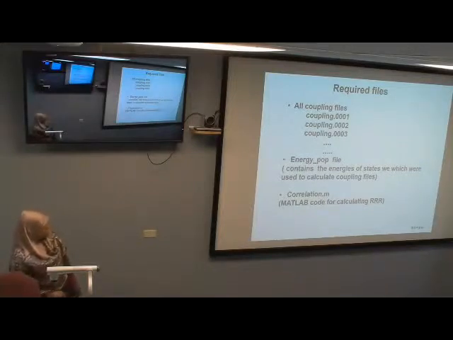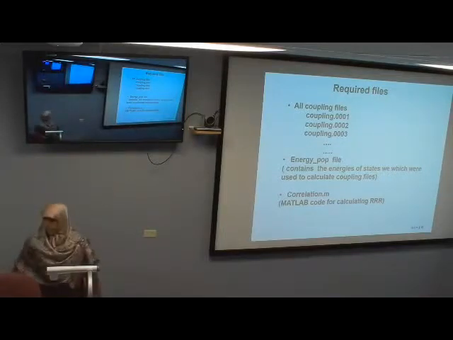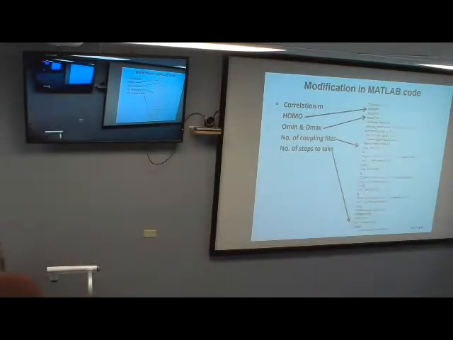And another file we need is that correlation MATLAB code. Here is the code. So we need to modify a couple of values here: the state number of the HOMO, the minimum state, the maximum state, and the number of coupling files. Here we can see 3 for loops. This one is for 1 digit, this one for 2 digits, and this one for 3 digits.